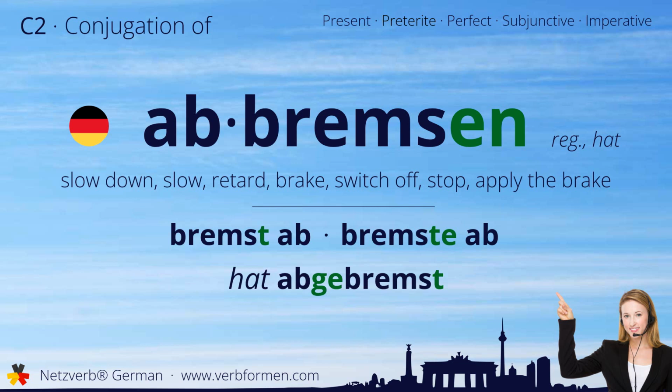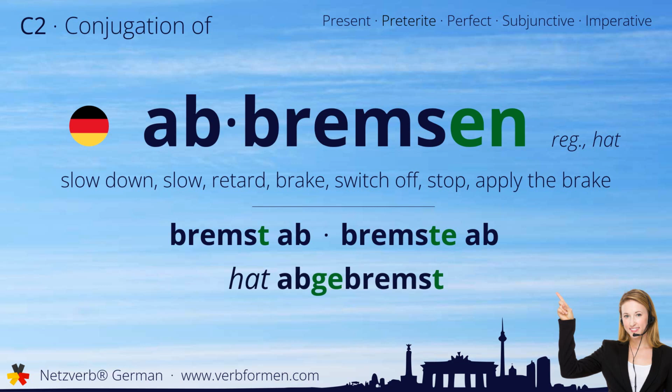Today we're going to learn how to conjugate the German verb abbremsen. Watch and listen to the forms carefully. Let's start with the stem forms. Bremst ab. Bremste ab. Hat abgebremst.